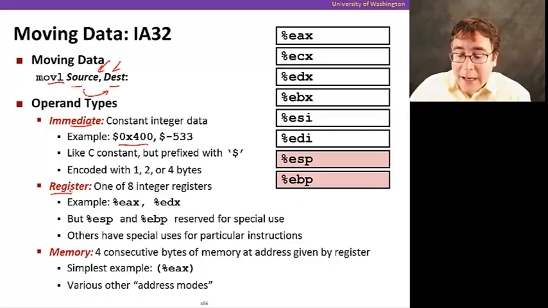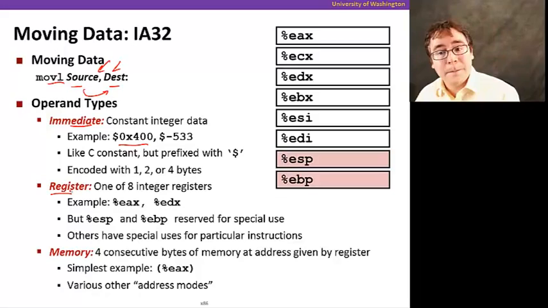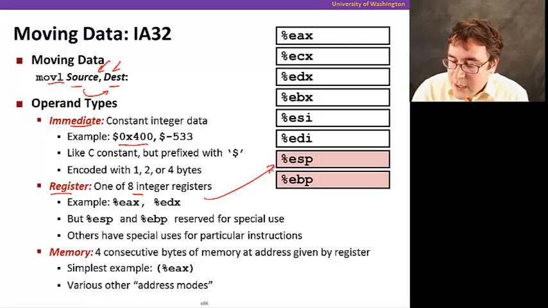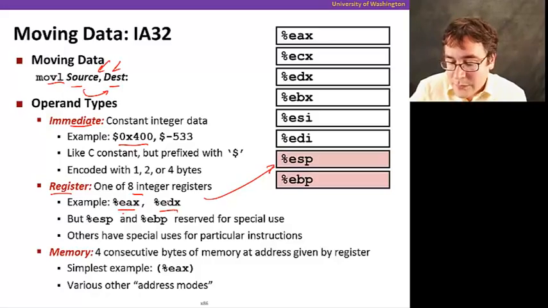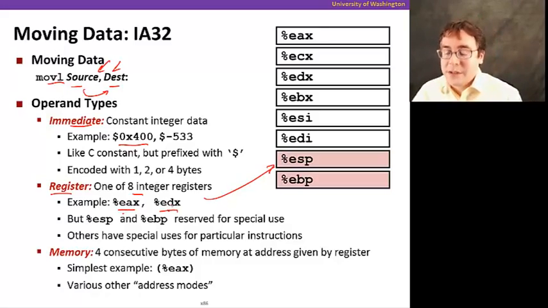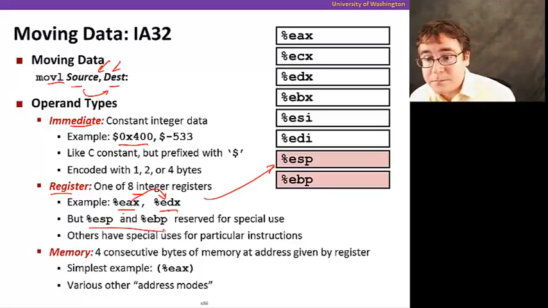The other type of operand is a register. It could be any of the 8 registers that we have. For example, if we do movl %eax, %edx, what are we doing? EAX and EDX are operands. EAX in this case is the source, and EDX is the destination. We're going to get the contents of EAX and store it in EDX. As I said before, ESP and EBP are reserved for special use, but they can still be used as operands.